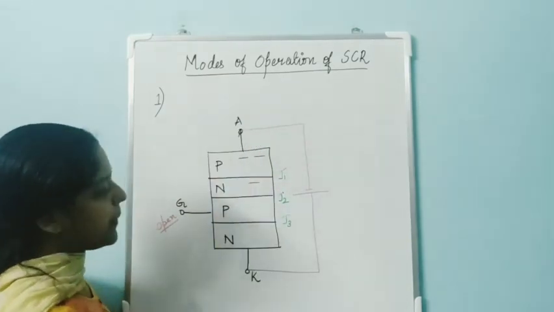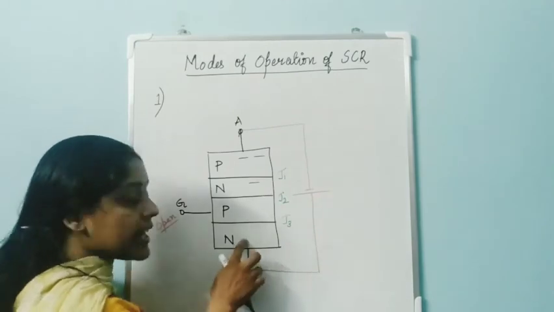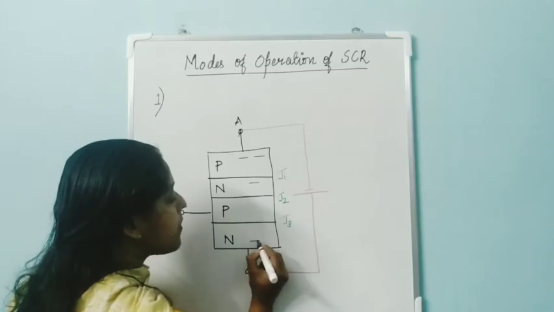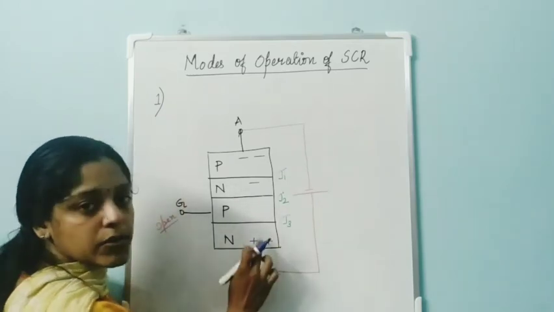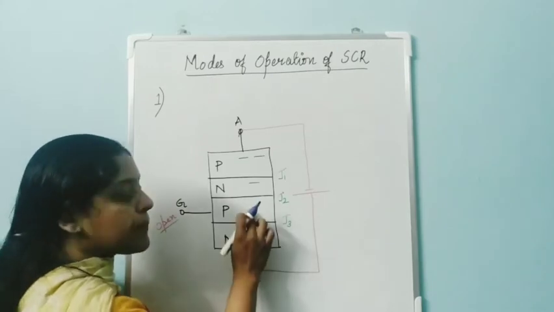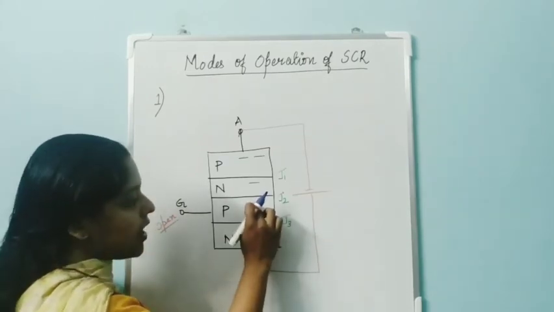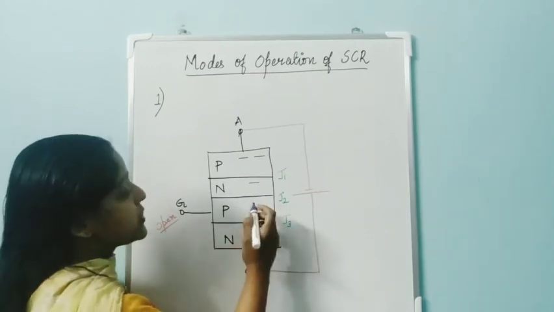Similarly, this positive terminal is connected directly to the N region. So the N region would be more positive. And what about the P region? The P region is also under the influence of this positive charge, but would be less compared to that of the N layer.